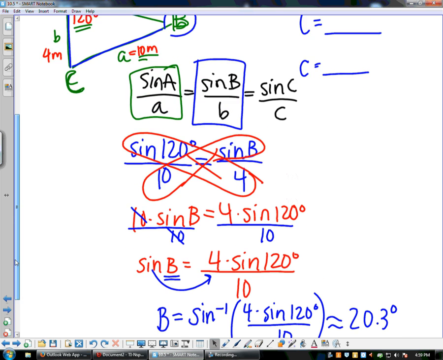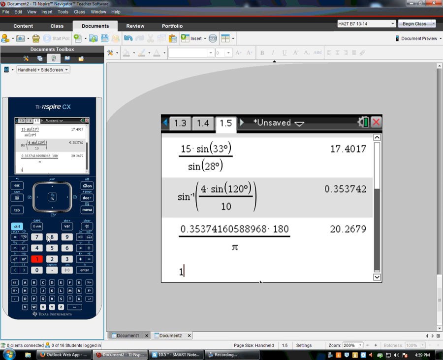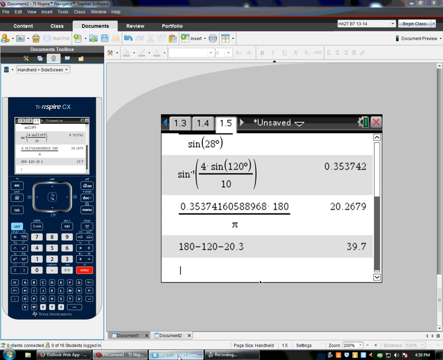If I slide back up here for a second, what do we know? We know that angle B is 20.3 degrees. That is this angle right here. I still have 2 unknowns. Since I know 2 out of 3 angles in the triangle, I can add those up and subtract. So to find angle C, this is really 180 minus 120 minus 20.3. Again, all of those are in degrees, knowing what I know about a triangle. So angle C has a measure of 39.7 degrees.